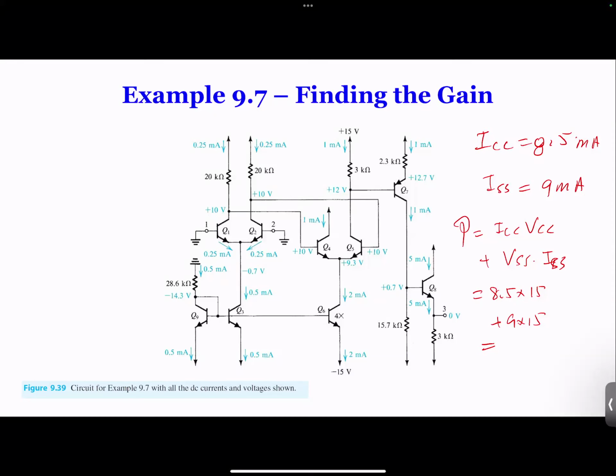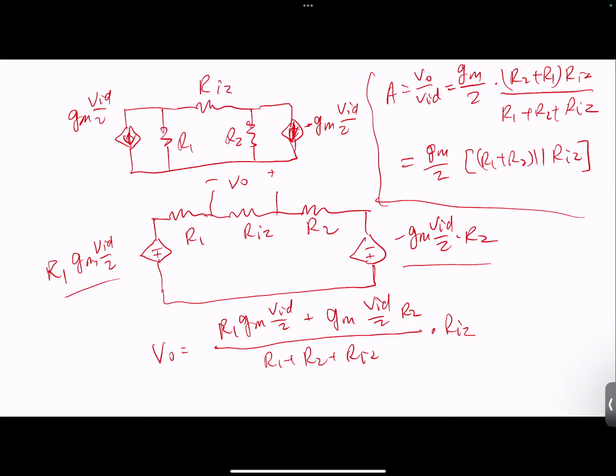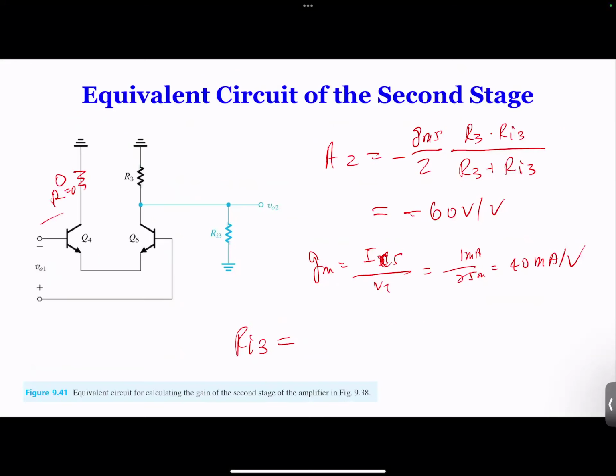Yes. The second stage? Yeah? No, you mean here? I will post this tonight, so you will have the slides.